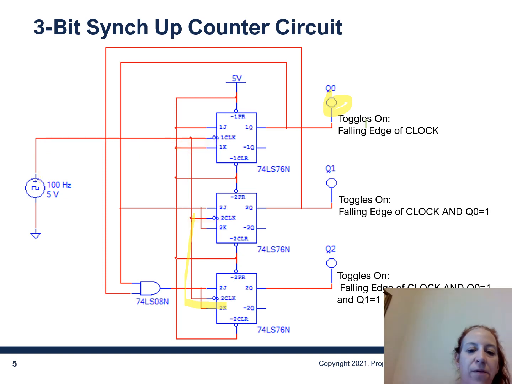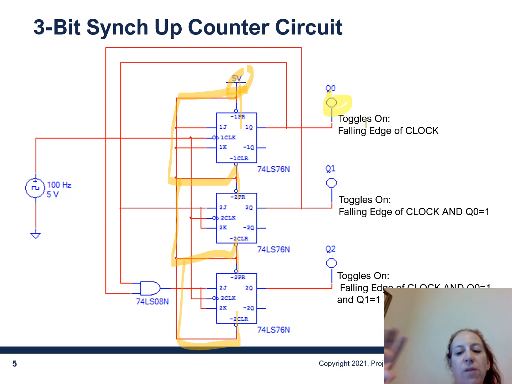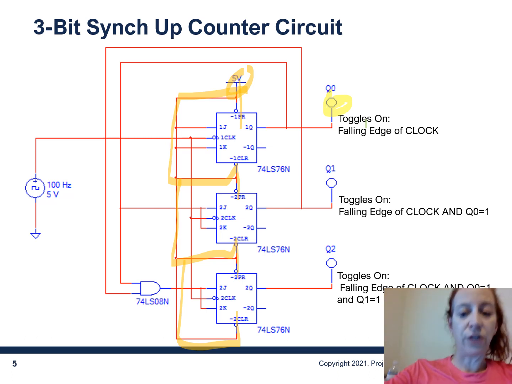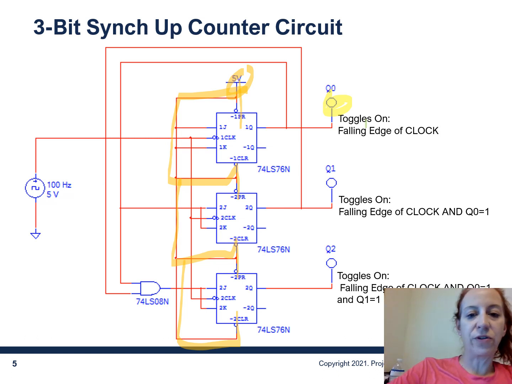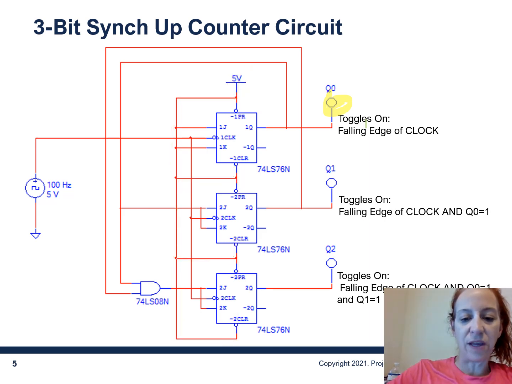Now, notice in the first flip-flop, we have our 5 volts, and the 5 volts is going to the presets and the clears of all of our flip-flops. I'm going to get rid of that too. That means that we're not using a preset or a clear for this particular design. All of those are active low, and we are tying them to 5 volts. So let's get to the actual clocking part.